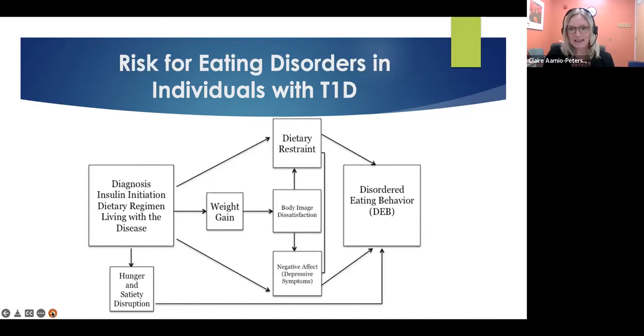And again, that's going to be distressing for a lot of folks, particularly girls and women, and can promote body image dissatisfaction. And this is true in the general population, but also in folks with type 1 diabetes, that body image dissatisfaction can promote disordered eating behavior through a multitude of pathways.